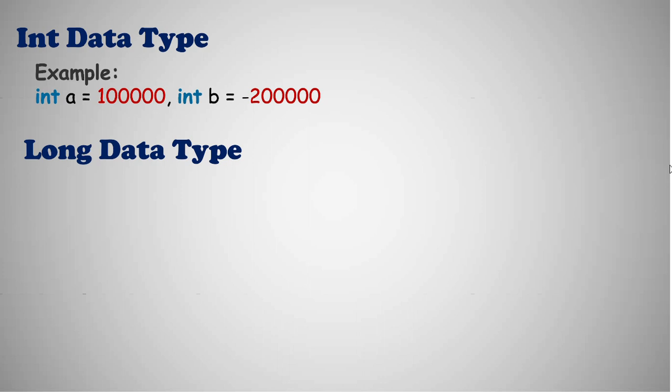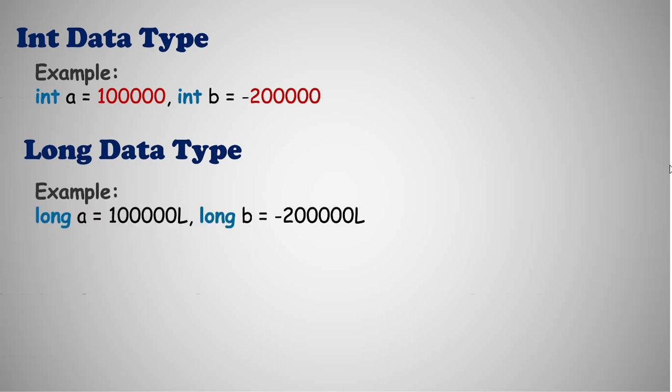Minus 9223372036854775808 is its minimum value and its maximum value is 9223372036854775807. Its default value is 0. The long data type is used when it needs a range of values more than those provided by integer data type. For an example, you can see over here. So L represents long.